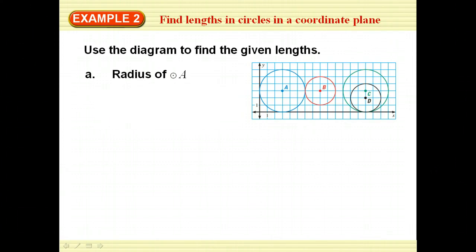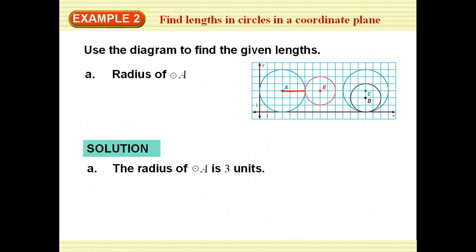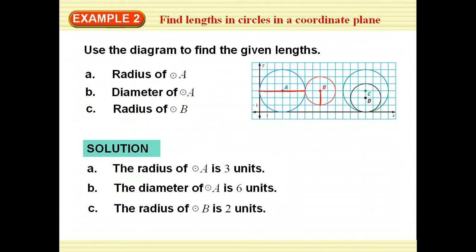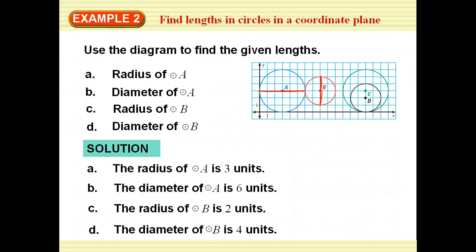So in this one, the radius of circle A, going from A out to the circle, is 1, 2, 3. The diameter of A then, from one side to the other, notice that a diameter is made up of two radiuses, so it is 6. The radius of B, it's 2 spaces out, so it would be 2 units. And the diameter of B, I could go 2 this way and 2 that way, and so it would be 4. Remember, a diameter is equal to 2 radiuses.